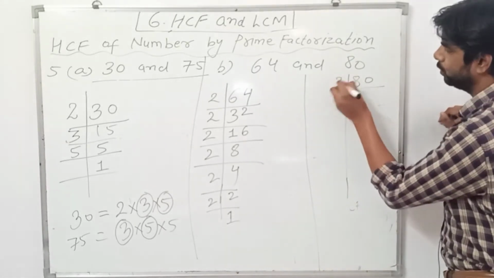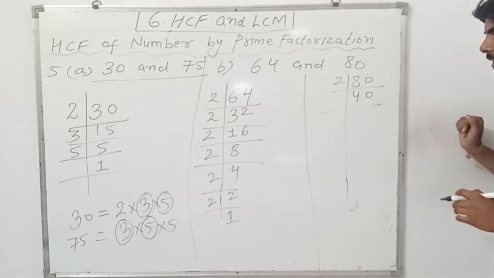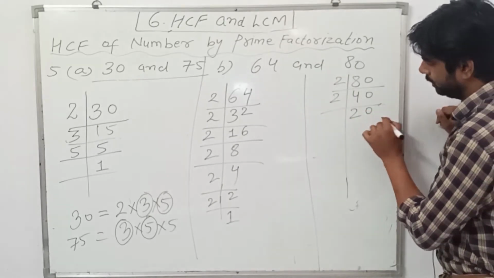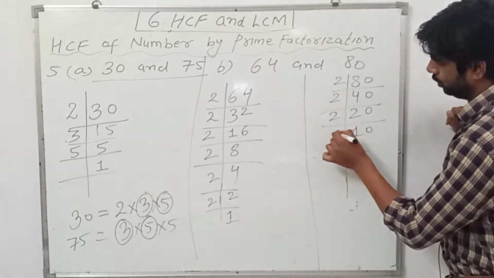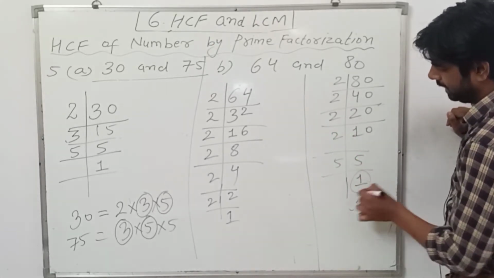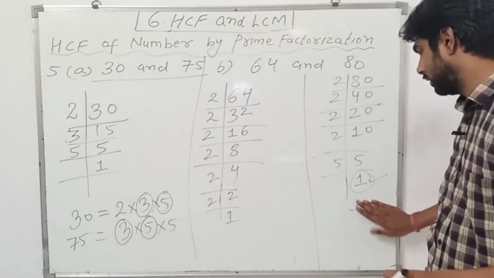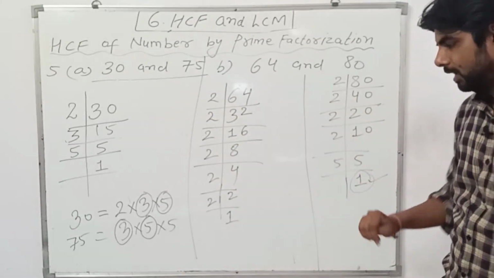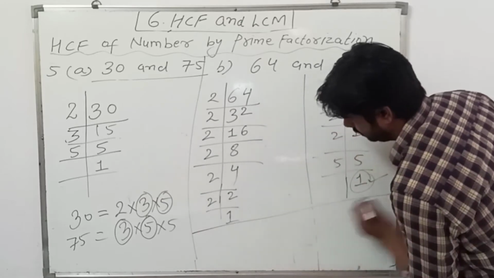So we will start from 2. 2 4 is 8, 2 40 is 80. Again 2 2 is 4 and 2 0 is 0. 2 10 is 20, 2 5 is 10 and 5 1 is 5. We get 1 at the last, that means our division is over. Now what we have to do? We have to write this 64 as the product of these numbers. So what we will write?